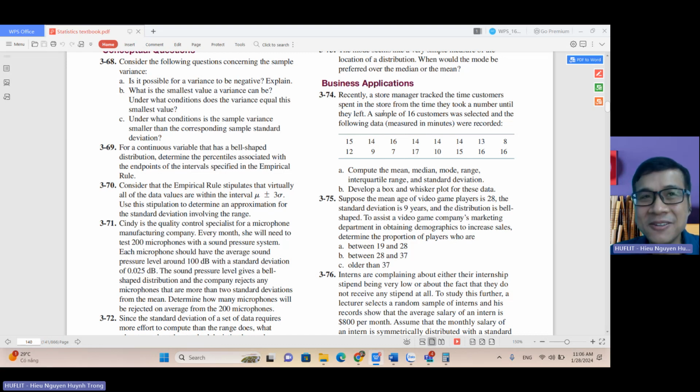Are you clear on the requirements? If you are clear, now let's do the exercise. Good luck. I will give you some minutes so that you can work out the solution, and then I will correct this one for you.